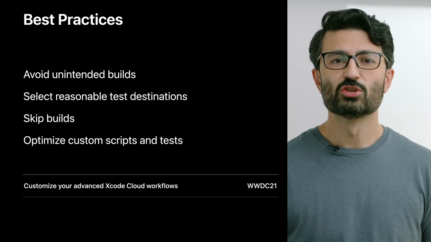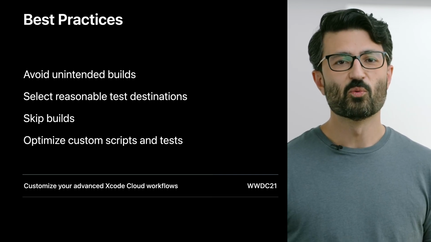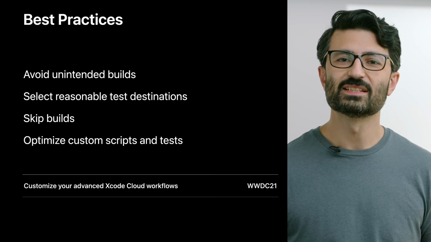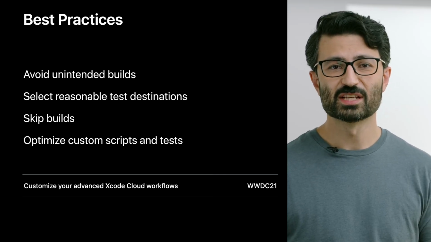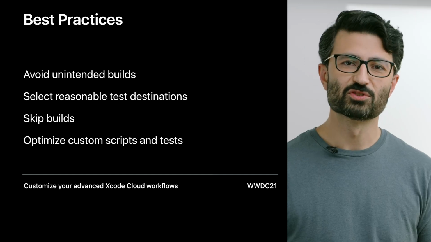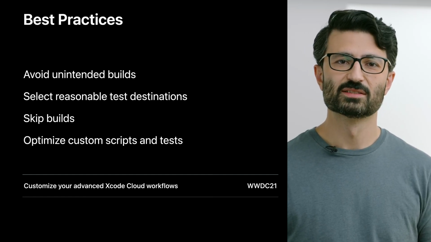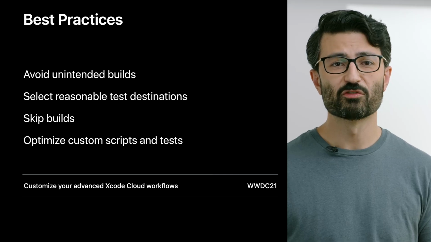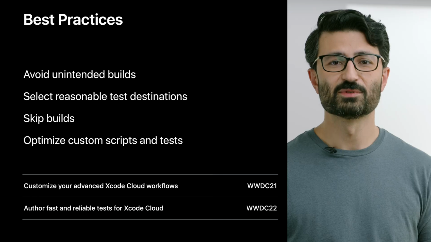For testing, you should ensure that flaky and unreliable tests are corrected quickly. When a flaky test fails, the instinct is to immediately retry the build. Depending on the reliability of your test suite, this can result in many retried builds. Make sure to spend more time writing reliable tests. For more information on how to do that effectively, check out our other session, Author Fast and Reliable Tests for Xcode Cloud.